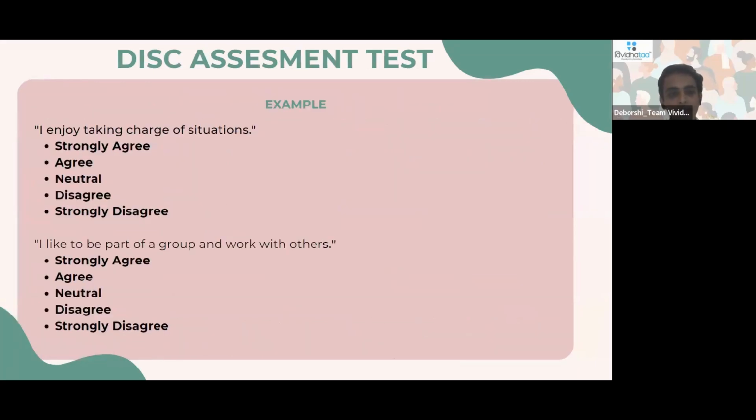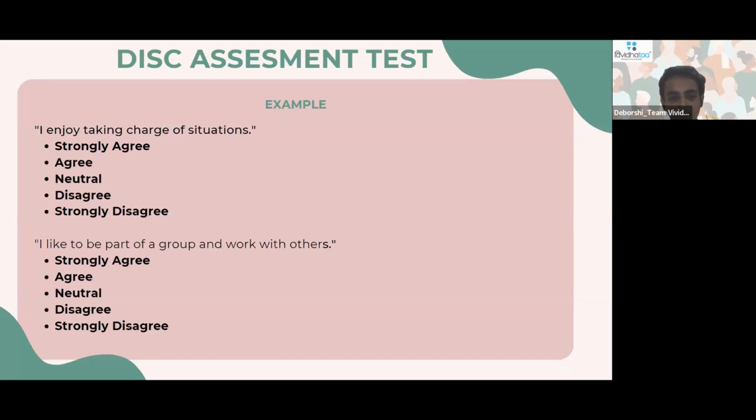So these are the two questions. The first question is a statement: I enjoy taking charge of situations. There are 5 options, and in all this kind of personality test, these 5 options will come in some way. The recruiter might change the options, but all the options will reflect the same thing. So the first is strongly agree, second is agree, third is neutral, fourth is disagree, and fifth is strongly disagree.